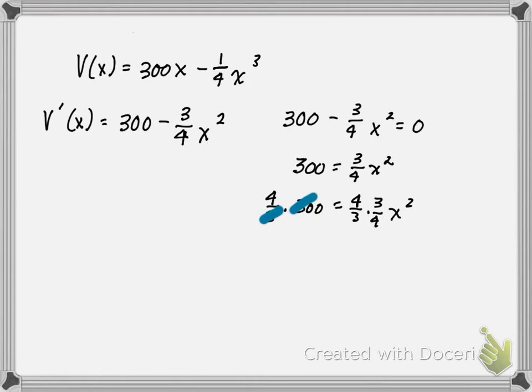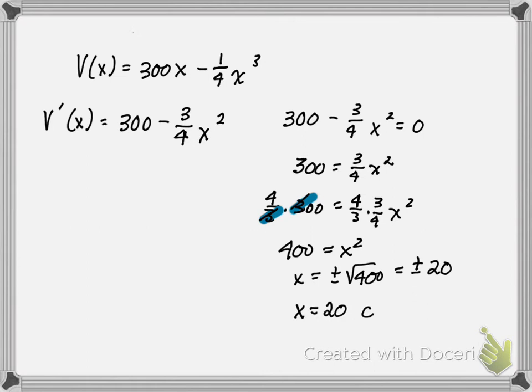So remember, this was a 3, and this was a 300. So when I reduce it down, I get 4 times 100, which is going to give me 400, and it equals x squared. Okay? So when I solve this, I say x equals plus or minus the square root of 400, which equals plus or minus 20. The negative 20 does not work because remember we're talking about dimensions of a box. So I can conclude that x equals 20.